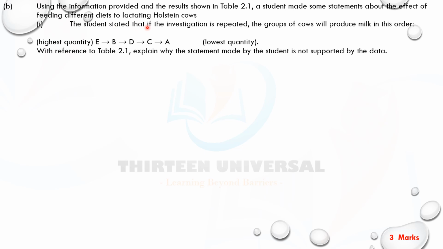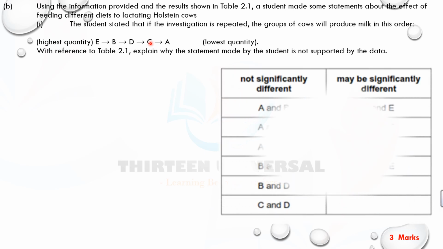What statement? Students stated that if the investigation is repeated, the groups of cows will produce milk in this order. The highest is going to be this. Of course, lowest is going to be this. Okay. So now there is a lot of evidence. For example, you already know. Look at it. See the table.